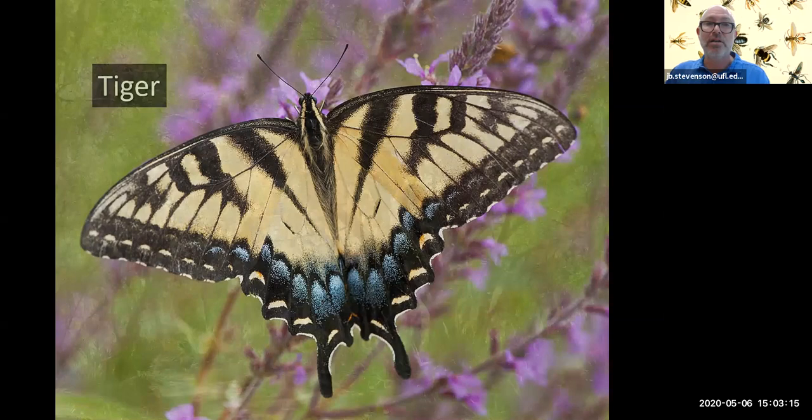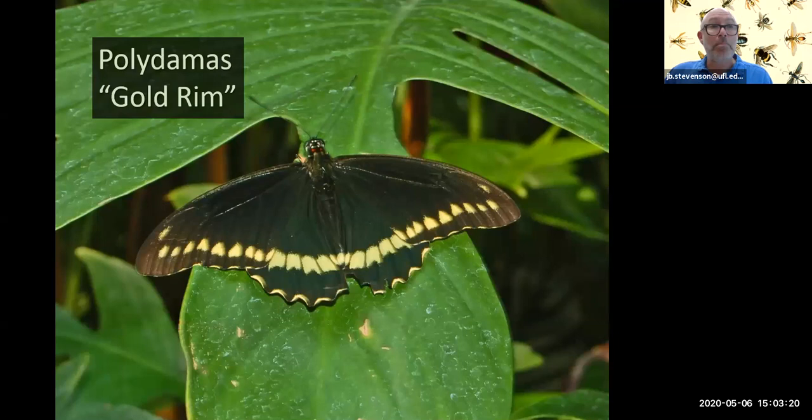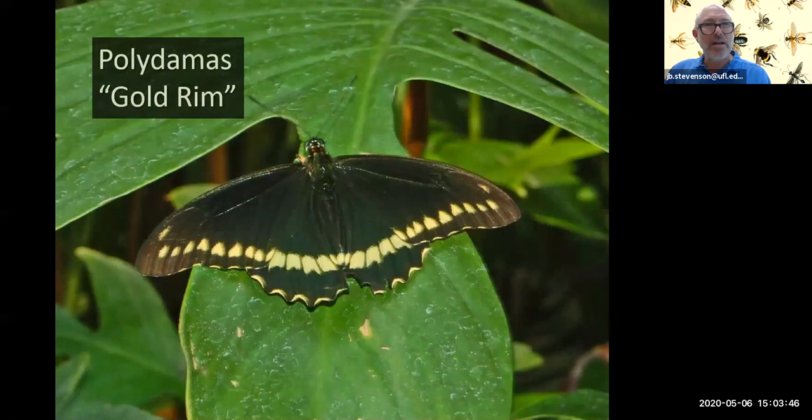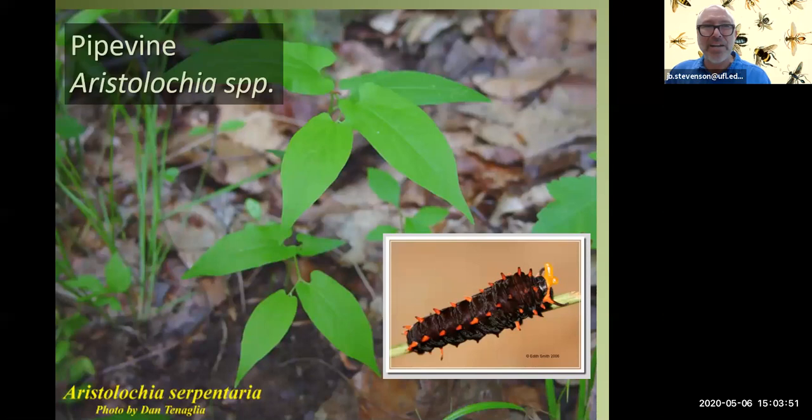The gold rim is one of our black swallowtails. I am really not very good at telling the black swallowtails apart, but I can tell a polydamas or a gold rim because it has the single unbroken line of gold around the rim of the forewings and the hind wings. Its larval food is pipe vine, but the pipe vine swallowtail and the gold rim are known to feed on pipe vine, but I realized we don't have native pipe vine in Pinellas County.